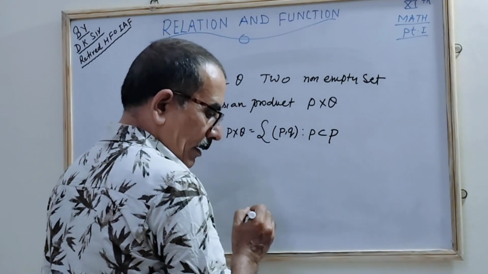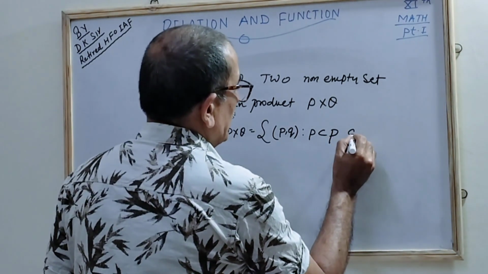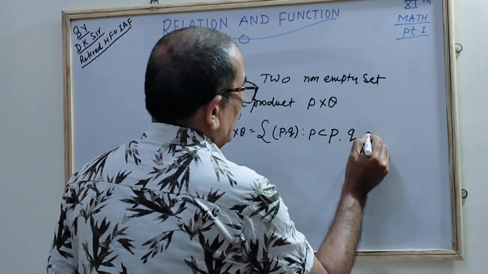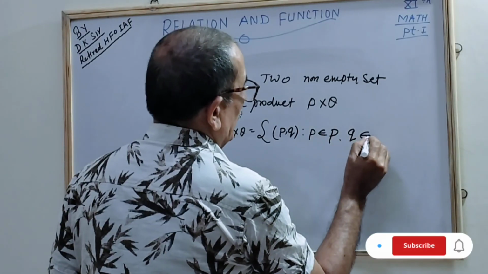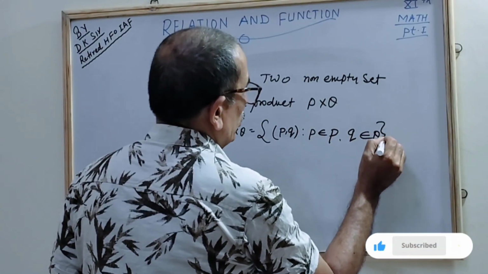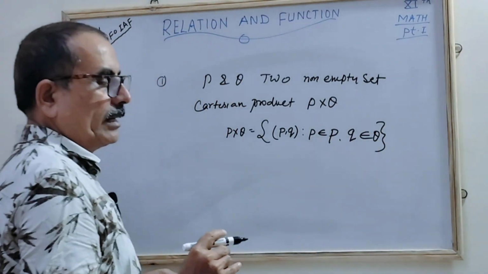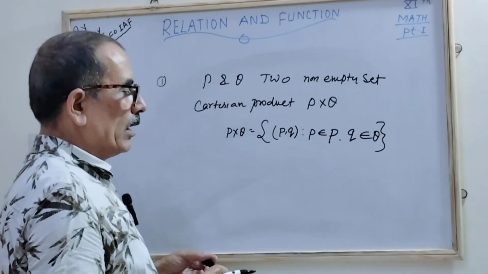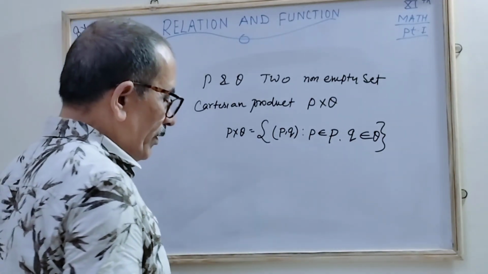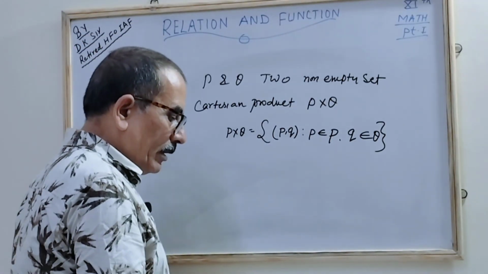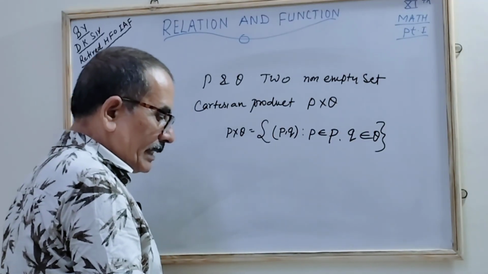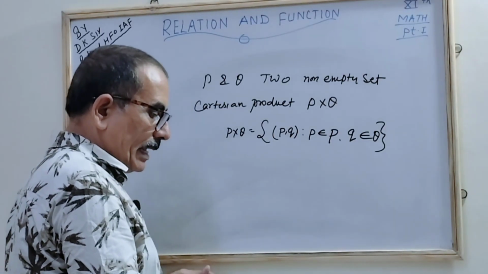Correct? P and Q is an element of the set. P is an element of the set Q. That also we can write. Correct? So in the builder method or the roster method, in the builder we will write like this. Correct? So if PQ is a null set, then PQ will be the empty set.